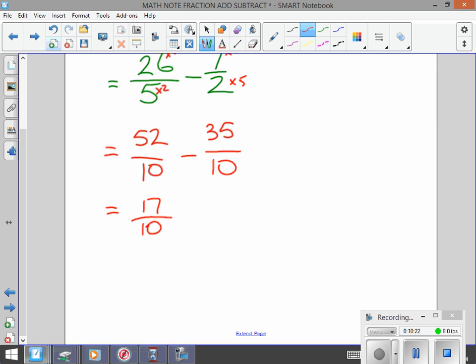That is an improper fraction, so we have to see how many times 10 will go into 17. That's our whole number, so that'll be 1. 7 is my remainder. Denominator stays the same.